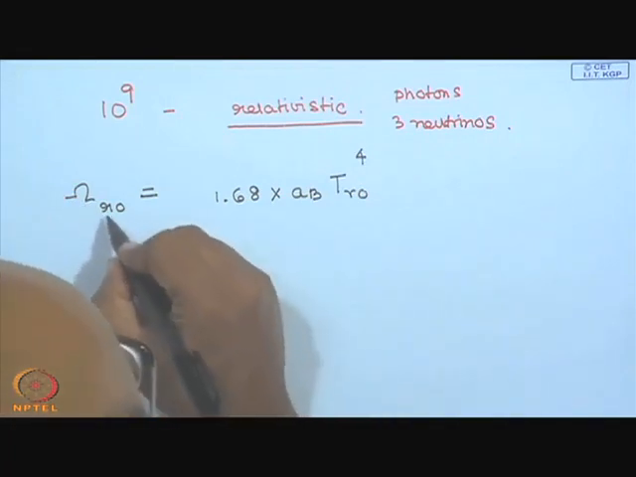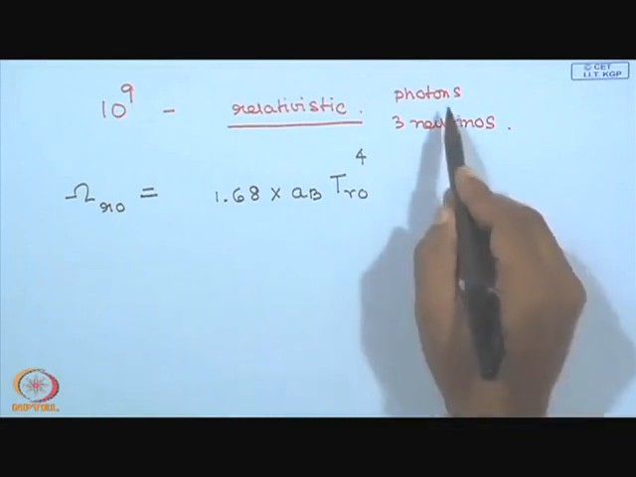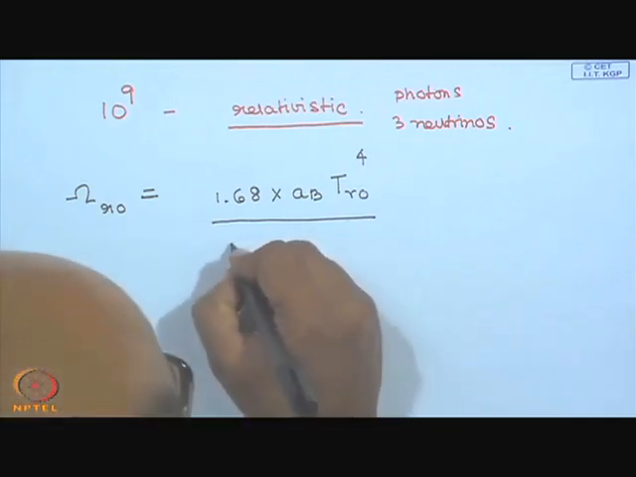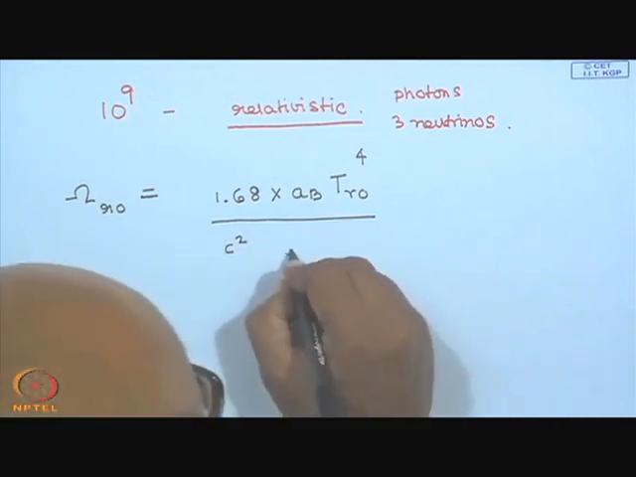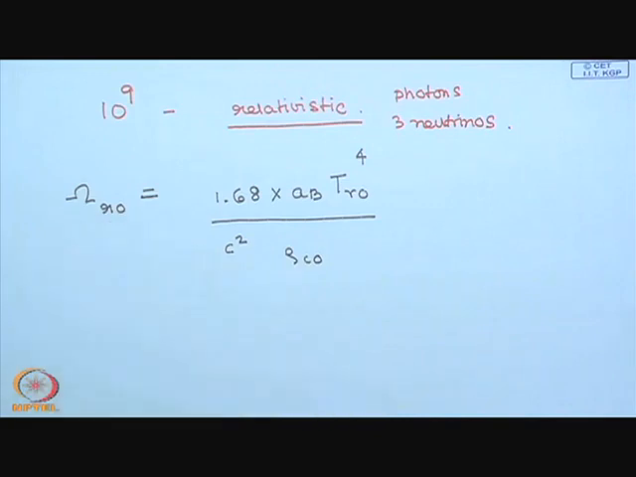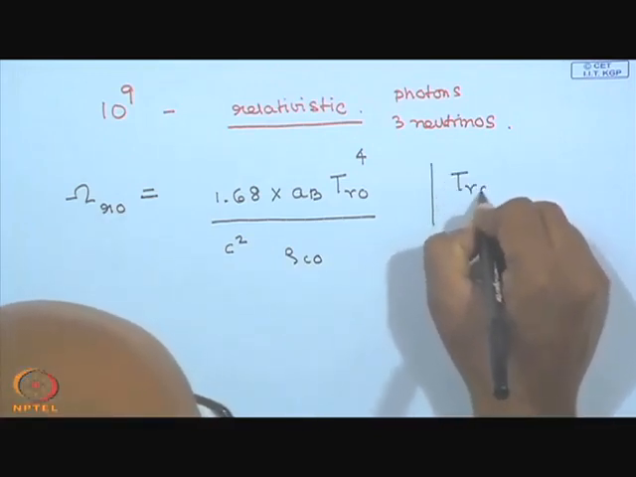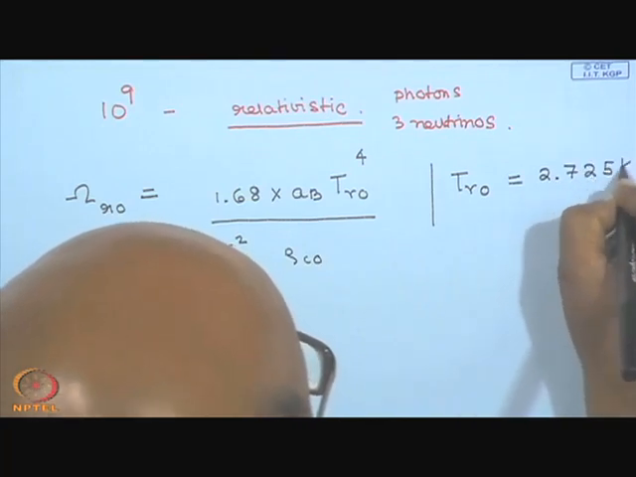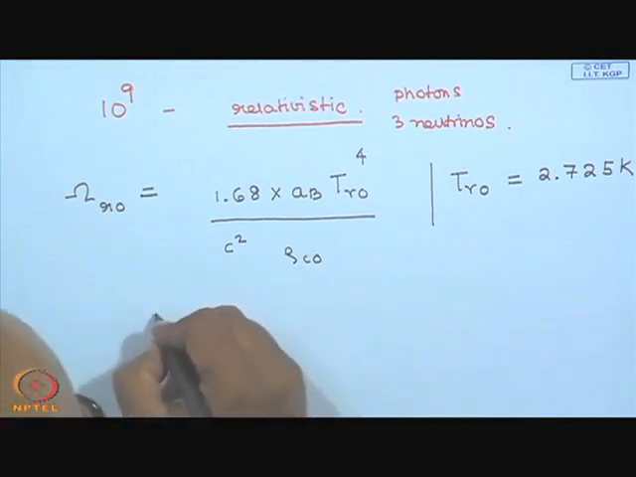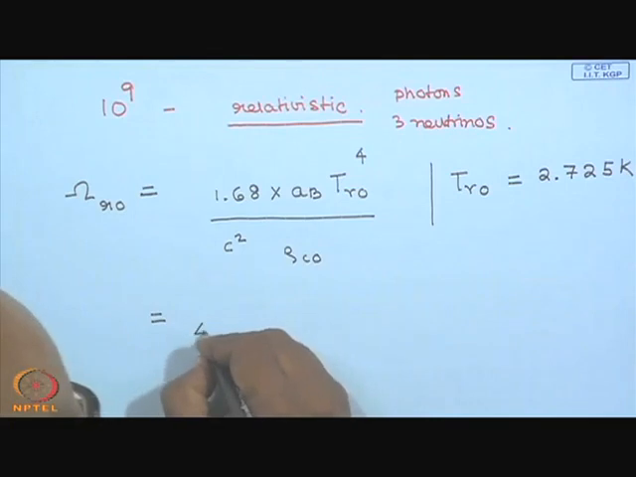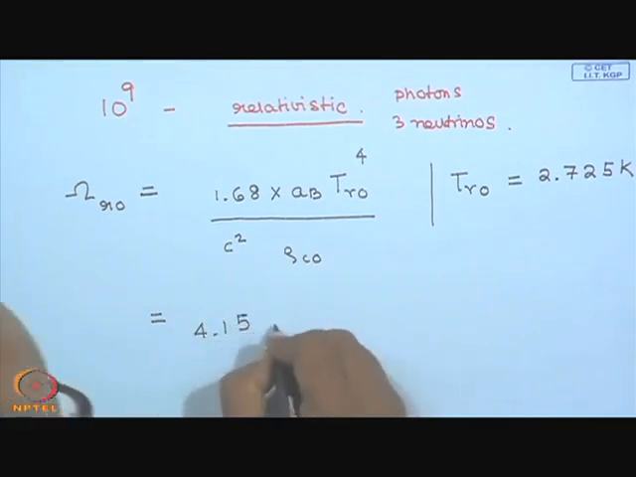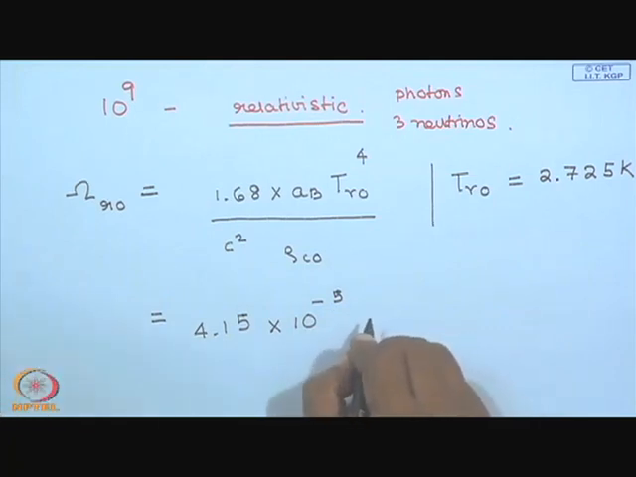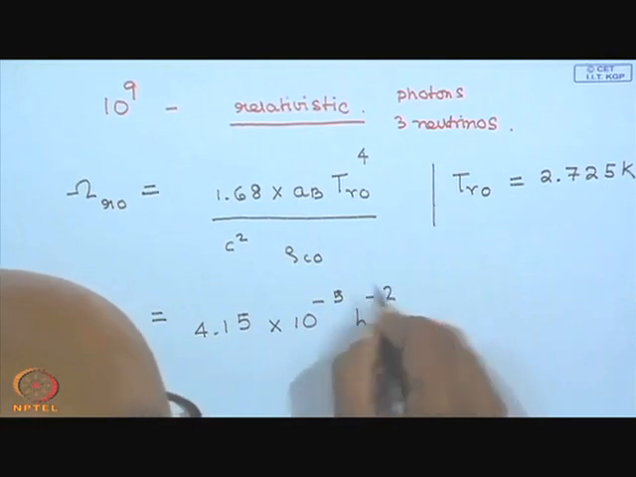We want to calculate the present value of the density parameter. So, this is the present energy density corresponding to this mixture, and to calculate the density parameter, what we have to do is divide this by c square to convert it into mass density and divide it by the critical density now, and this will give us the density parameter. And just to remind you, the present temperature of the photons of the CMBR is 2.725 Kelvin. And this has a value which is 4.15 into 10 to the power minus 5 h to the power minus 2. The h dependence comes from here.